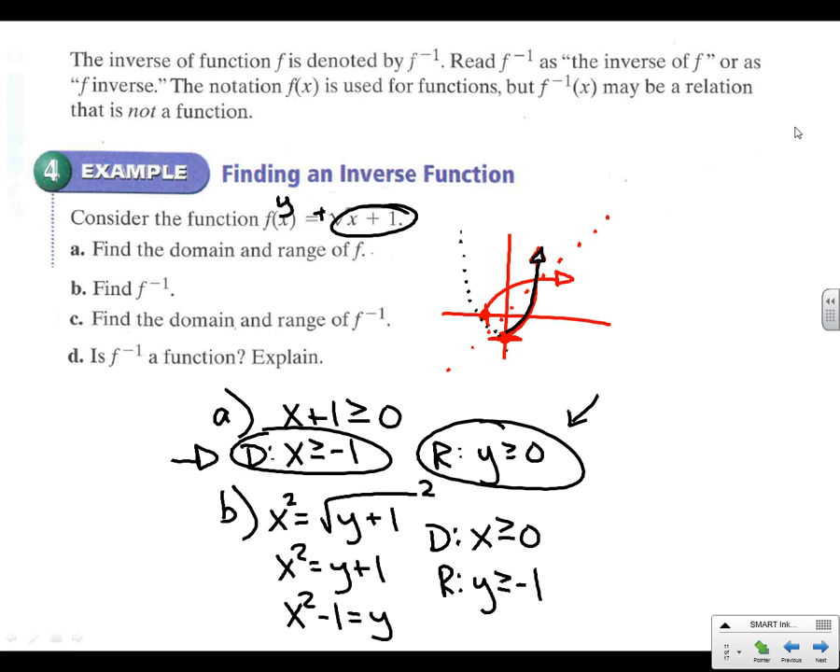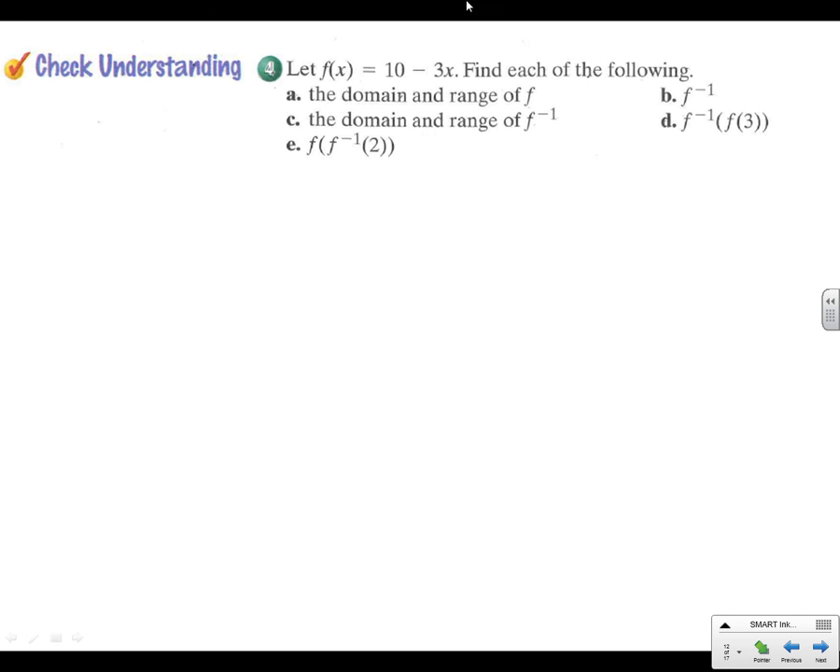Okay? All right, on this one, is the inverse a function? Go ahead and explain this. As long as we keep this domain, it is going to be a function. Remember, function passes a vertical line test. All right, so the inverse absolutely is a function. It passes the vertical line test. All right, a lot going on there. We might have to discuss this in depth in class, but see if you can extend that for yourself and think about a, b, c, d, and e for this function here, 10 minus 3x.